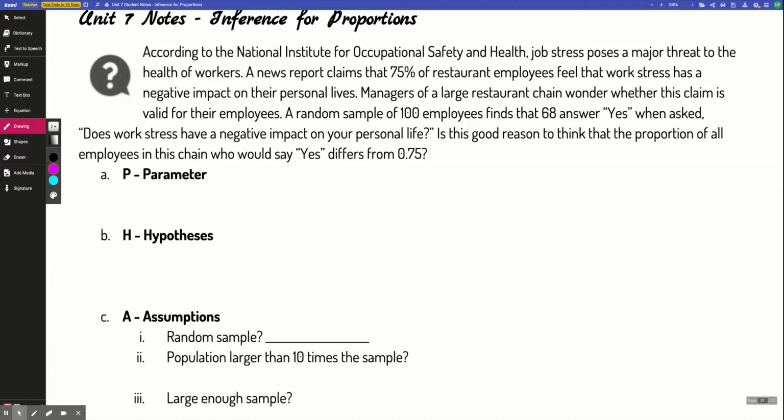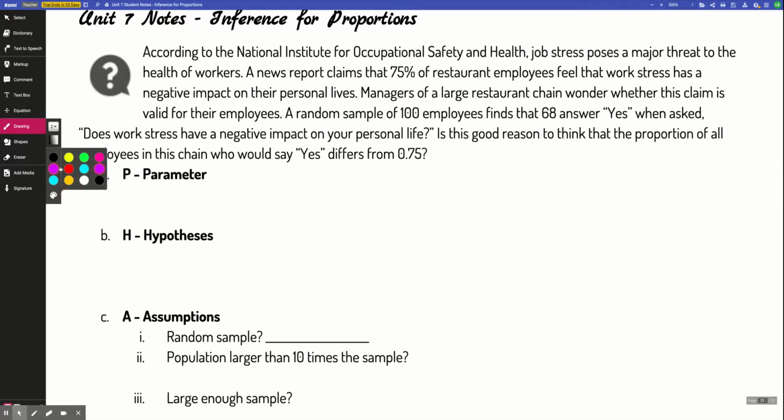Okay, so in this scenario, we're talking about job stress, right? And they have a news report that claims that 75% of restaurant employees feel that work stress has a negative impact on their personal lives. Managers of a large restaurant chain wonder whether this claim is valid for their employees. So they took a random sample of 100 employees, and 68 of them answered yes when asked the question, does work stress have a negative impact on your personal life? Okay, and the question is, is this good reason to think that the proportion of all employees in this chain who would say yes differs from 0.75?